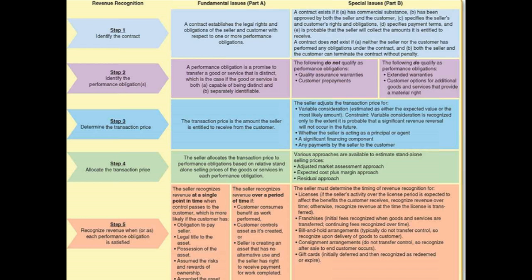And the interesting issue in Part B here is, what if you don't sell this thing separately? How do you go about estimating it? And there are various methods that the ASU specifies. An adjusted market assessment approach, where you're basing it off what the market is and adjusting appropriately. An expected cost plus margin approach, so that's just what it is, cost plus a normal profit margin. Or the residual approach, where you calculate the standalone selling price of the thing you don't know by subtracting those that you do know from the total price. And those are all ways of coming up with a standalone selling price so that you can go through this allocation process.